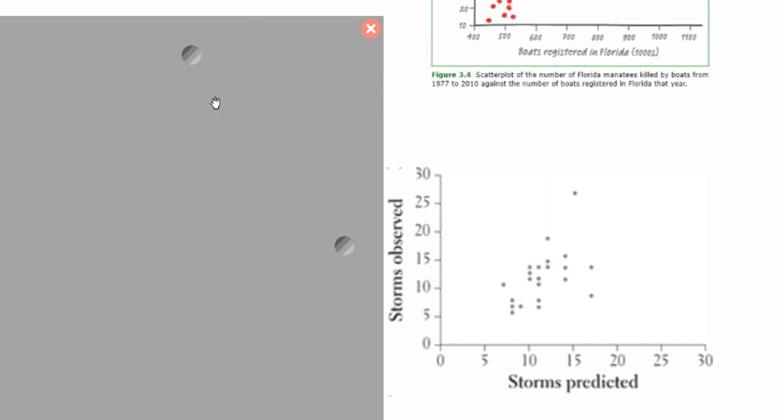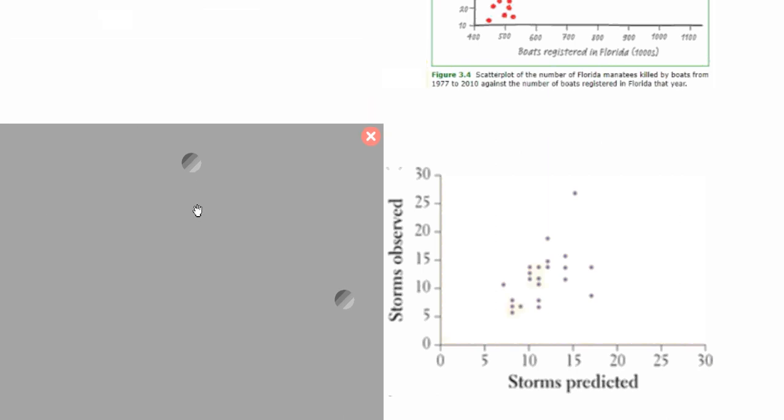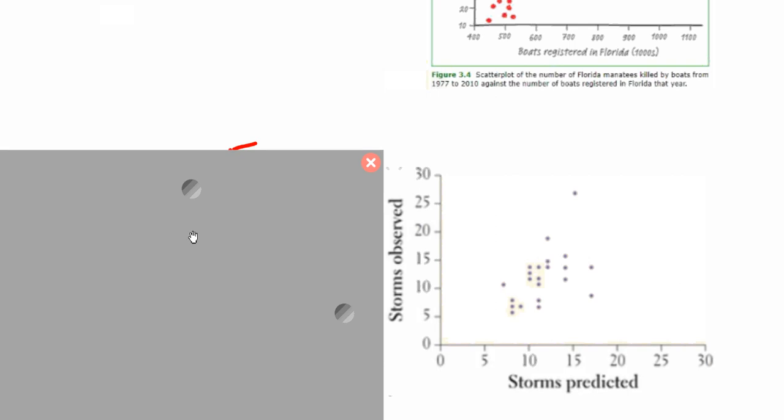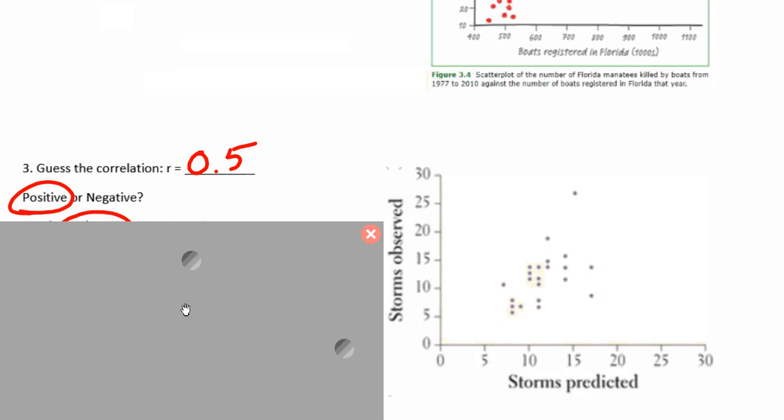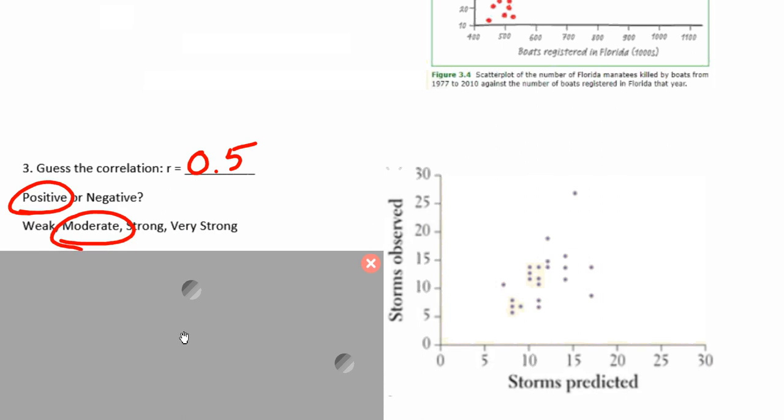Our last set of data, the number of storms predicted as your explanatory, the storms observed as your response. The R value here is 0.5. I would say it's positive. And it's a moderate relationship because it's in between 0 and 1.